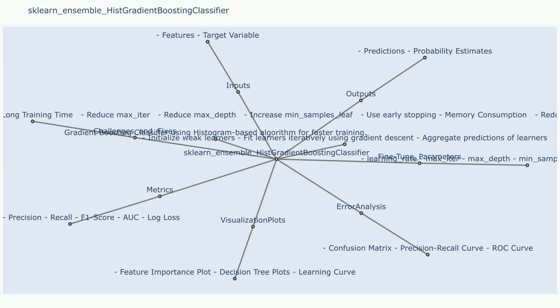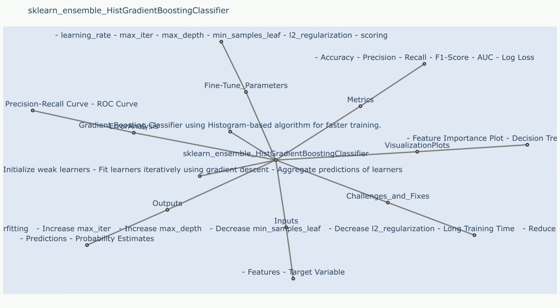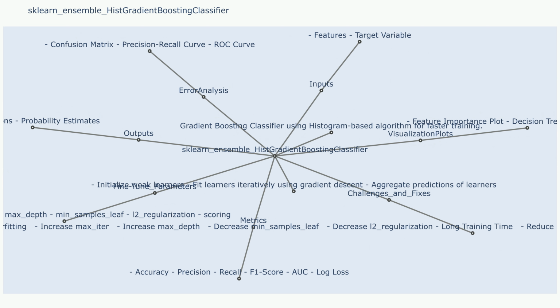Inputs. X, a 2D array representing the features of the training data. Each row corresponds to a data point, and each column represents a feature. y, a 1D array representing the target labels for the training data. Outputs. Self, the trained HistGradientBoostingClassifier object. predict_proba(X) returns the probability of each class for each data point in X.